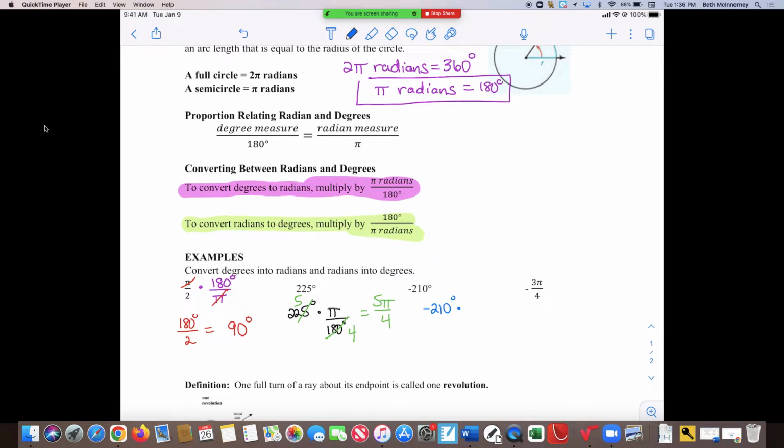So if I have negative 210 degrees and I want to put it in radians, what's the conversion fraction? Which way do I write it? Pi over 180. So now something I want to remind you of is, because I'm going to keep these into the unit circle. Now they could be 90s, okay?